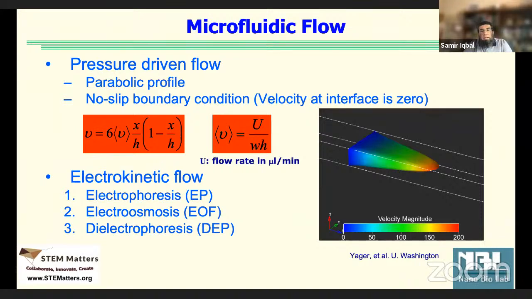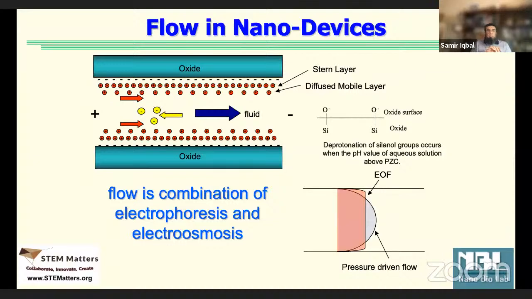So what they do is they help us mix things, or they give us control over the flow of things going through a channel. Here's an example of a nano device. So if you have a fluid flowing carrying charged particles, that can be a DNA, that can be any protein, a charged body, the flow will be the combination of electrophoresis and electroosmosis.